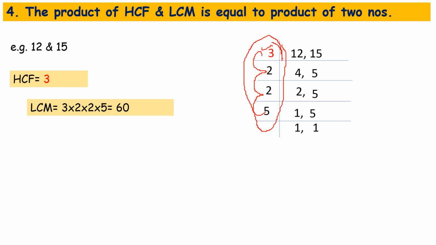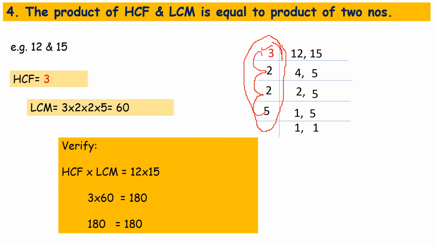HCF times LCM is equal to the product of the numbers, that is 12 into 15. So let's verify. HCF into LCM is equal to the product of the two numbers. HCF is 3 into 60, and 12 into 15 is 180. 3 times 60 is 180. So this is what we have verified. So if we want to find HCF and LCM, that will always be equal to the product of the two numbers.